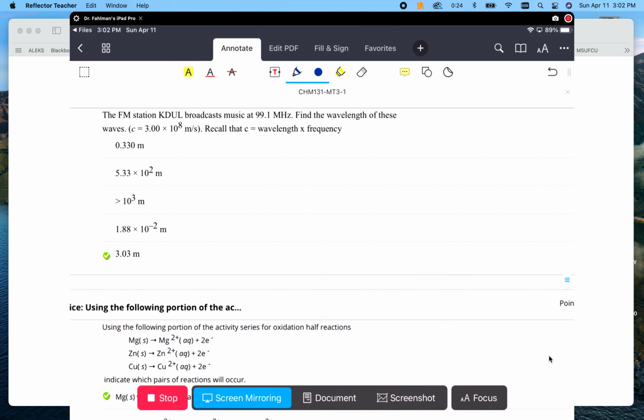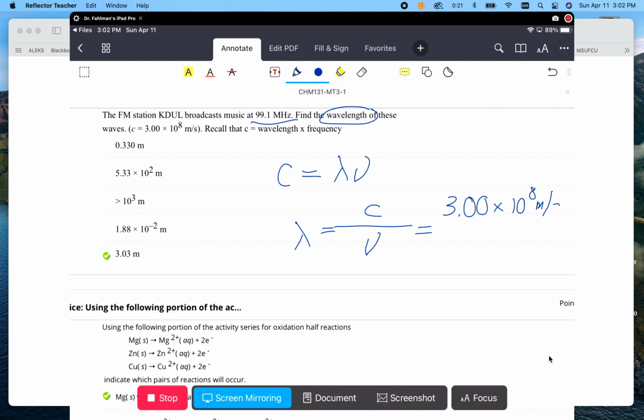Okay, calculation. We want to know the wavelength if you're given the frequency. And so c is wavelength times frequency. That means wavelength is c divided by nu. And you're given everything you need here, the speed of light in meters per second, and you're given this frequency in terms of megahertz. Okay, so 99.1 megahertz. And we want to know it in terms of hertz, or reciprocal seconds. So we'll just do it like this.